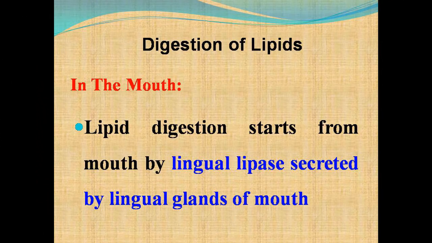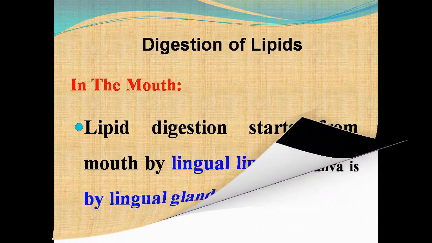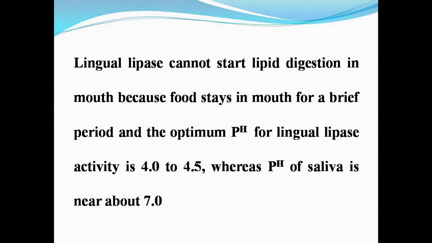Now come to the digestion of lipids. Like carbohydrate, lipid digestion starts from our mouth by the enzyme lingual lipase, which is mainly secreted by the lingual glands of mouth. But the role of lingual lipase is somewhat debatable because we can find some other statements from different sources, such as lingual lipase cannot start lipid digestion in mouth because food stays in mouth for a very brief period and the optimum pH for the lingual lipase activity is 4 to 4.5, whereas the pH of saliva is about 7.